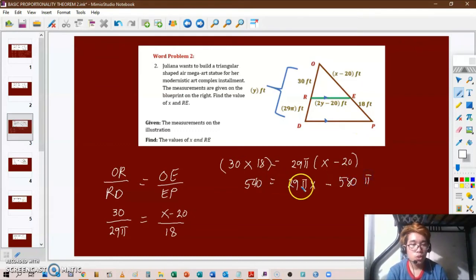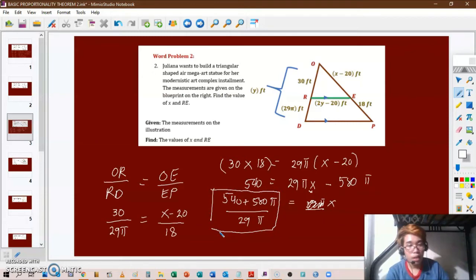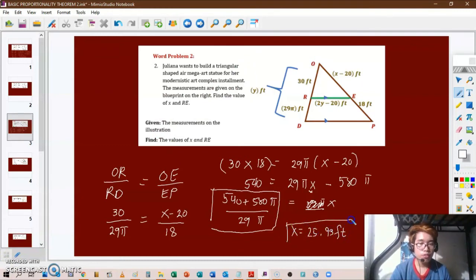So to solve for the value of x, that's going to be 540 plus 580 pi, which is equal to 29 pi x. If we divide both sides by 29 pi, we get that the value of x is 540 plus 580 pi all over 29 pi, or simply x is equal to 25.93 feet. So we now solve for the value of x.